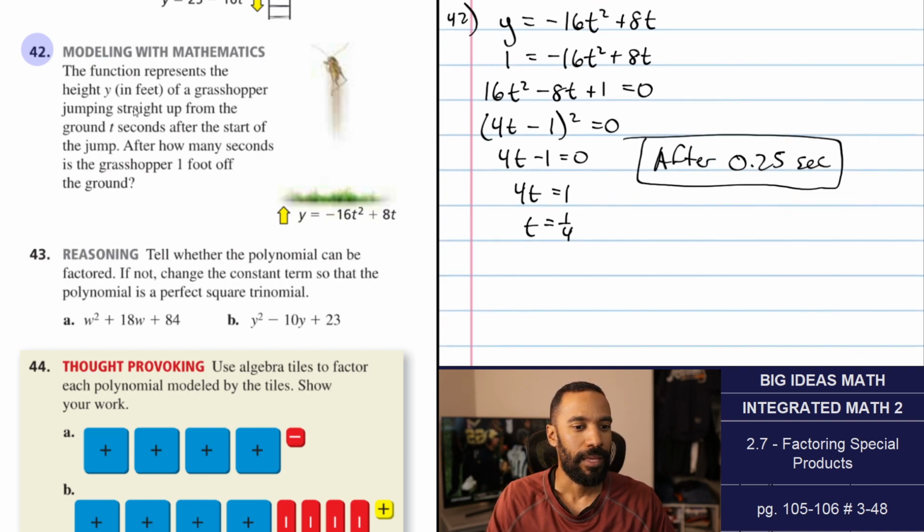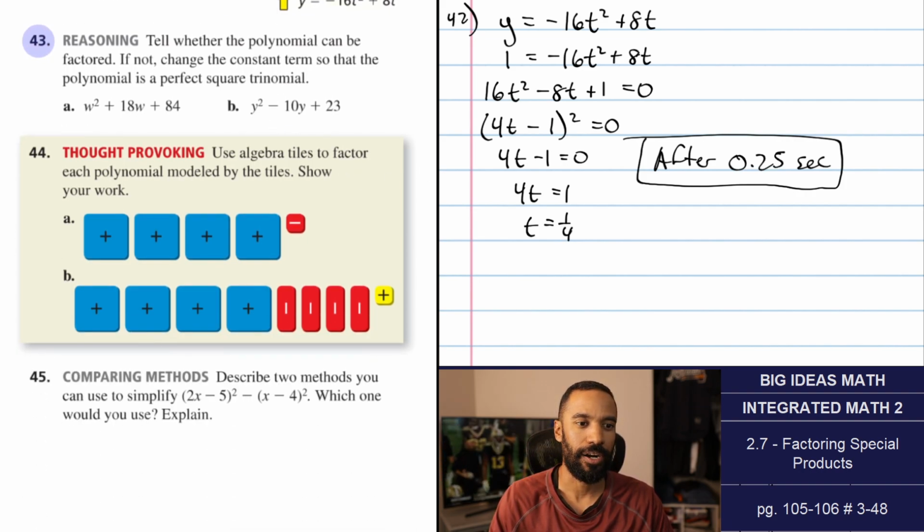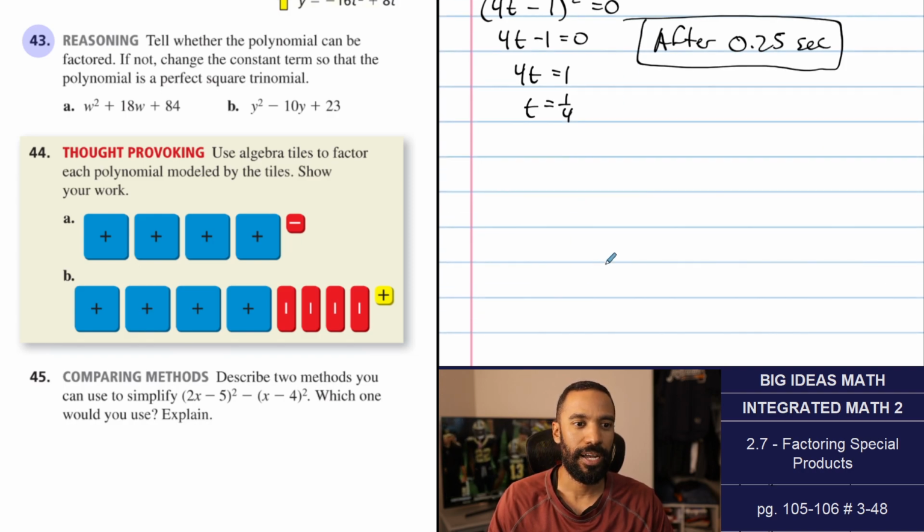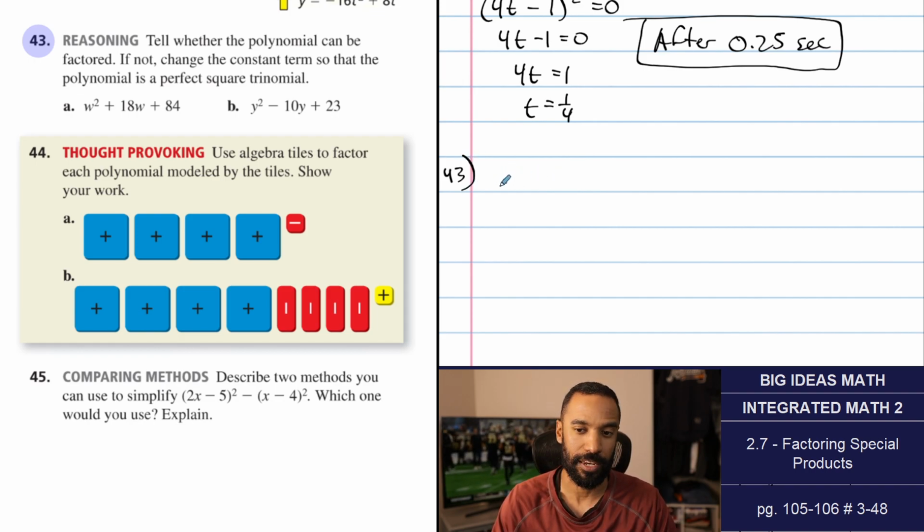Number 43. Tell whether the polynomial can be factored. If not, change the constant term so that the polynomial is a perfect square trinomial. So in the first one, they state just whether it can be factored. This one is not necessarily special cases. They say convert it into them if it can't. So part A is w squared plus 18w plus 84.